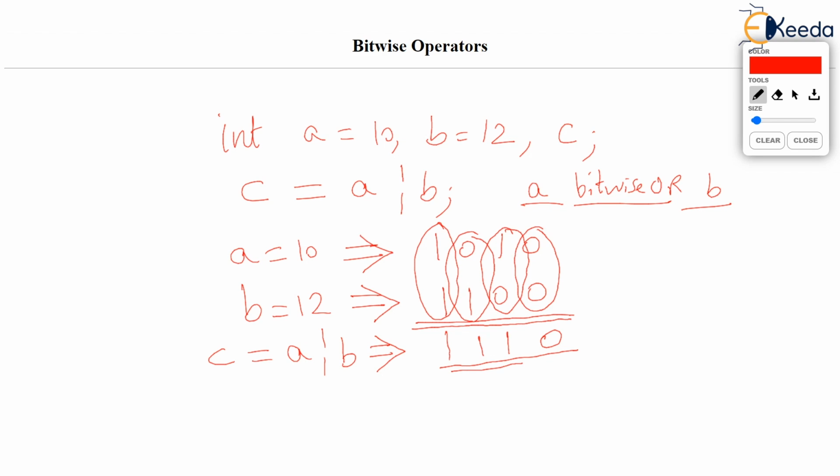C in decimal form, as you all know, 1110 is 14. So C will be 14. Let's see one more example.